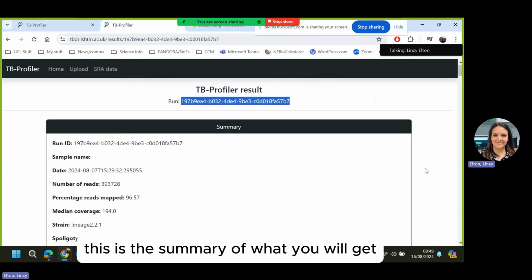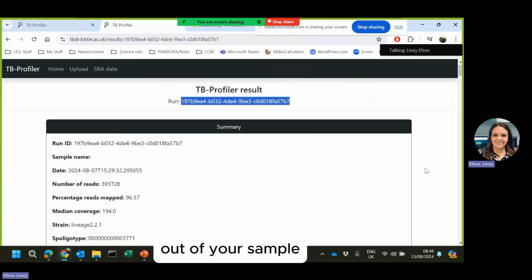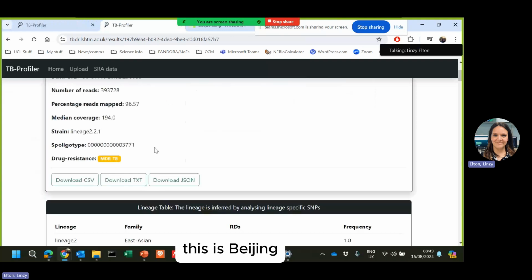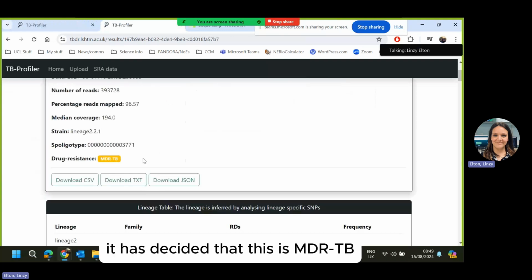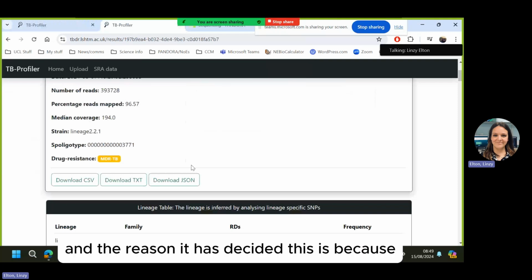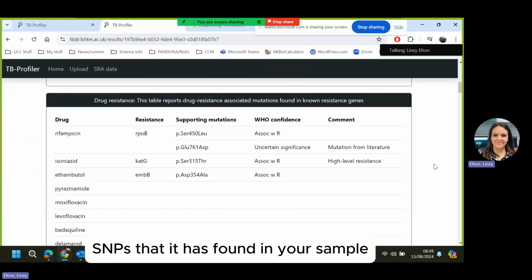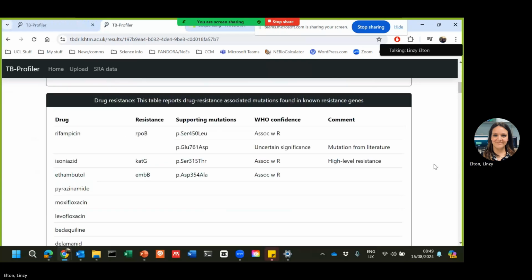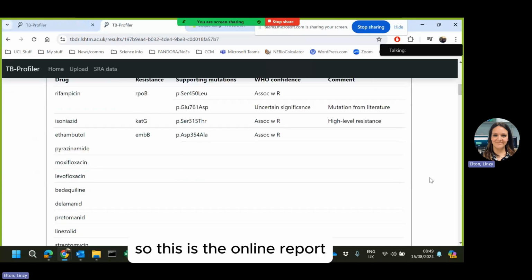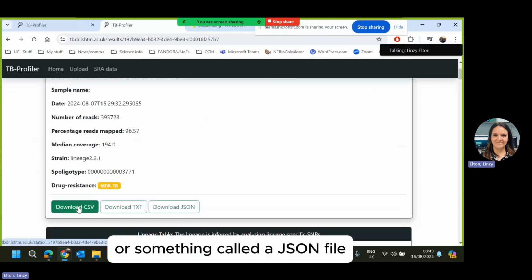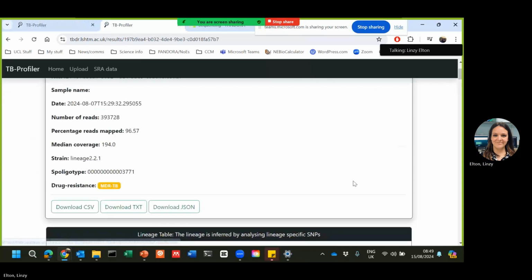So this is the summary of what you will get out of your sample. You can see it tells you what lineage you've got. So this is Beijing, and it will tell you what drug resistance it thinks it is. So it has decided that this is MDR-TB. And the reason it has decided this is because of the drug resistance SNPs that it has found in your sample. So this is the online report, but you can also save it in an Excel table or as text or as something called a JSON file, which you can view online.